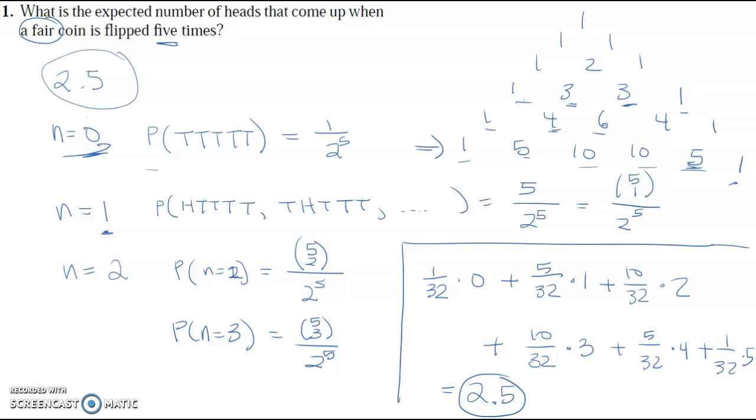Okay, on that note, let's go on to problem 2. What is the expected number of heads that come up when a fair coin is flipped 10 times? Instead of just going over the answer to this, I will leave this question up to you guys. It's extremely similar to number 1. You can either use your intuitive sense or actually show the math behind it to get to the answer for number 2.